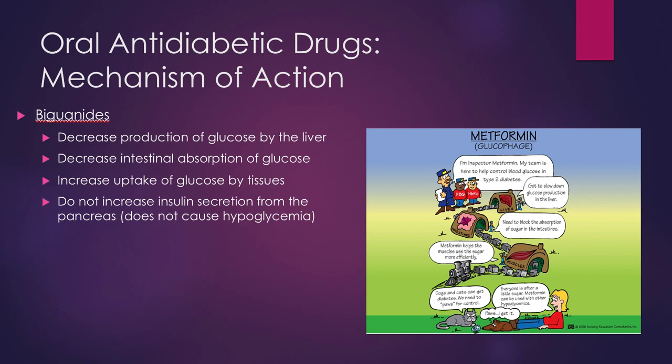And when you decrease insulin resistance, you allow the tissues to take up the insulin better, which then, since insulin is a carrier protein, it carries the glucose into the cells and out of the bloodstream, which then lowers your blood glucose. Typically, though, it's not enough to cause hypoglycemia.